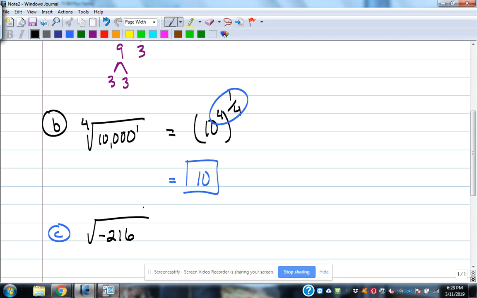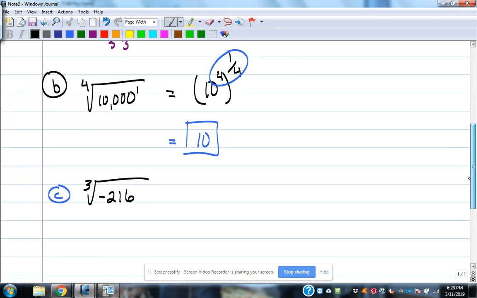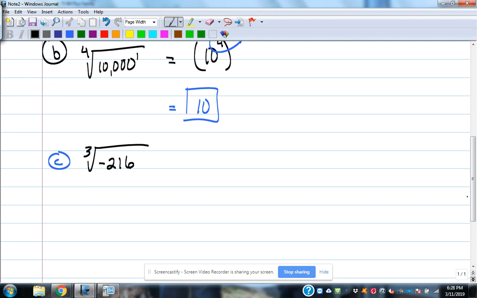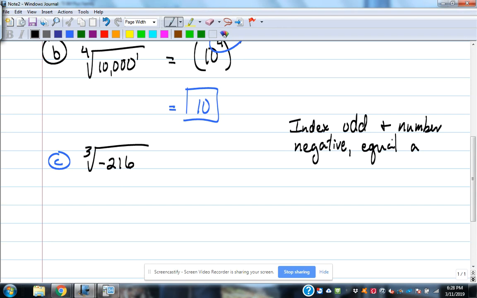Negative 216. Let's put that under a cube group. Here's one of the rules of thumb. If the index is odd and the number is negative, it'll equal a negative.